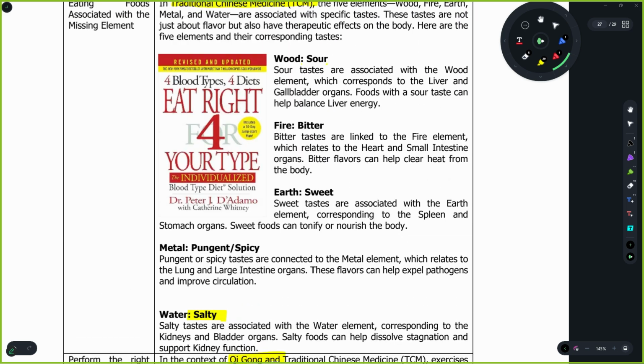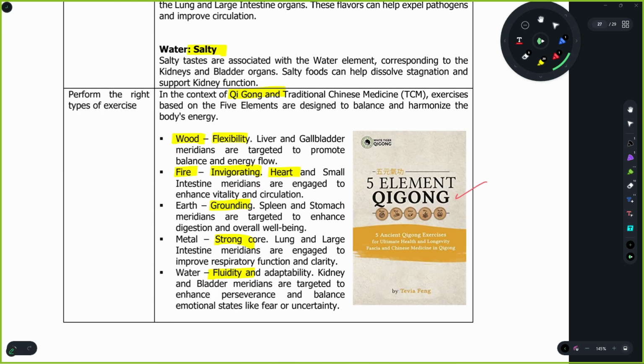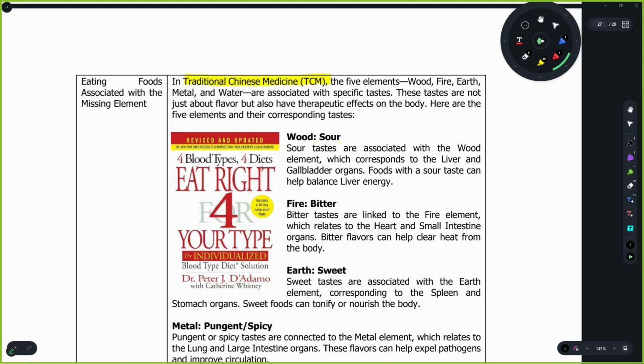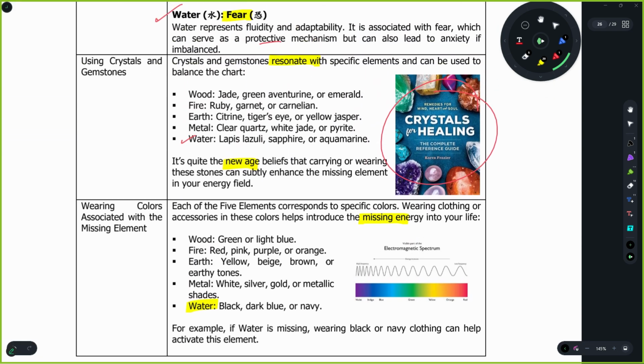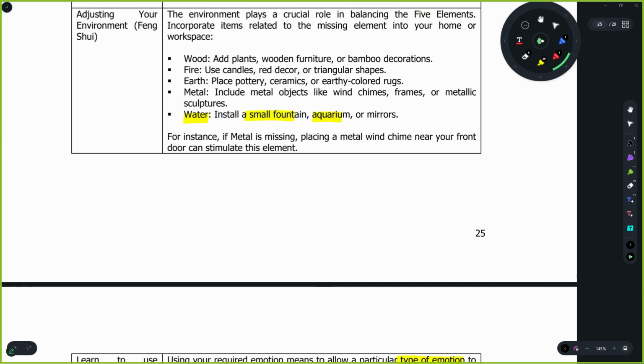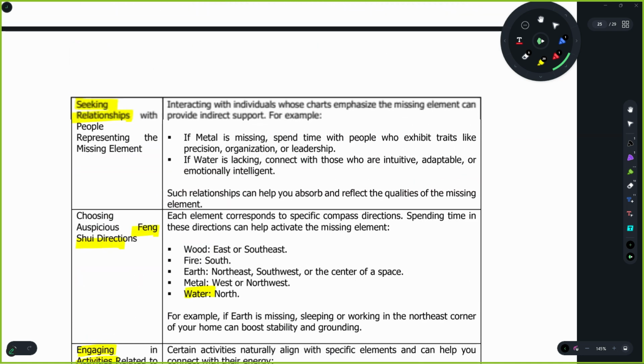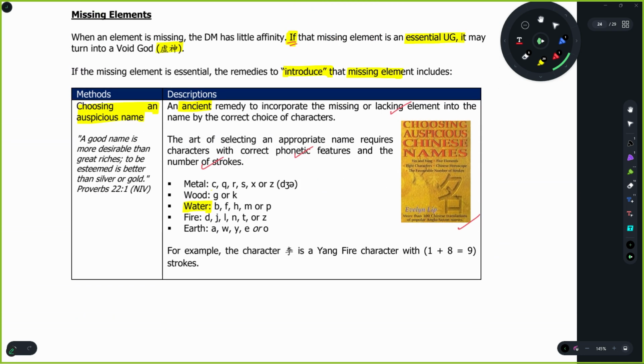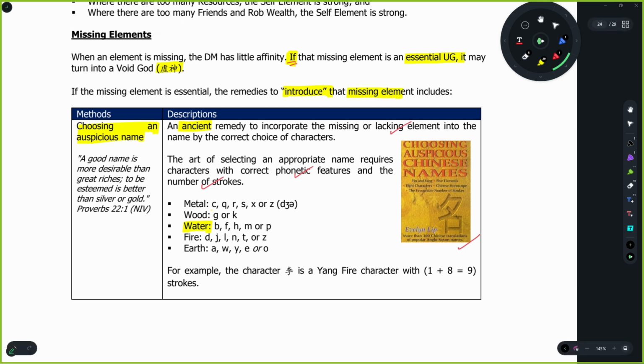You have 1, the right exercise, 2, the food that you eat, 3, the colors that you wear, 4, the crystals that you wear, 5, taste, 6, 7, 8, 9, and 10. So altogether, there are 10 remedies in order to introduce a missing element into your chart. More so when that element is useful. Now, if the element is not useful, don't bother.